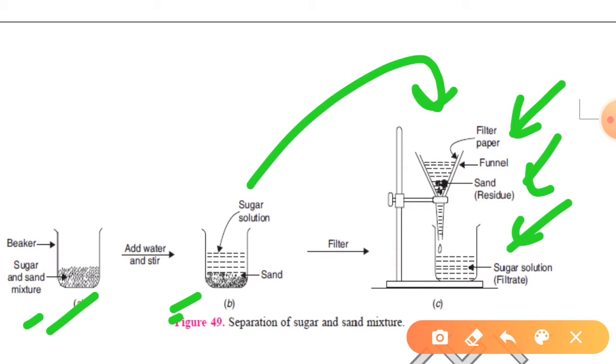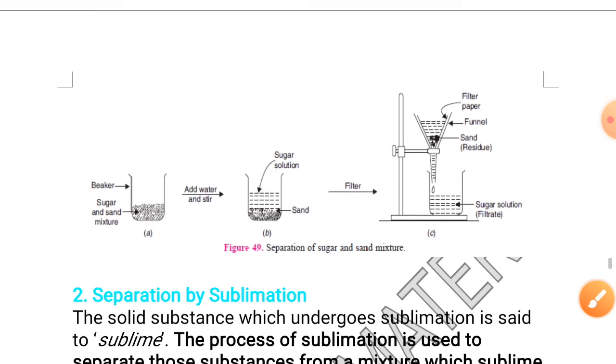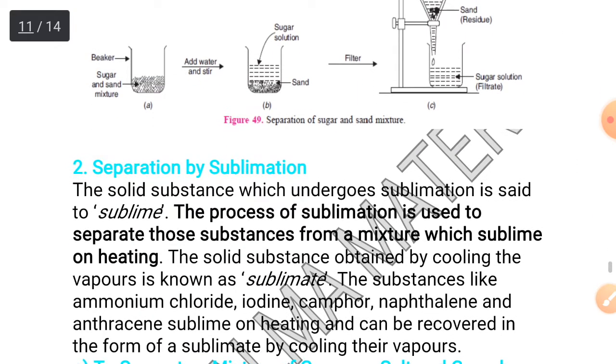So for now we have understood that two solids can be separated from each other if one is soluble in some suitable solvent and the other is not. So we have to find a suitable solvent for your mixture, that is the main thing, then we can separate them. Now moving to the next topic, separation by sublimation.